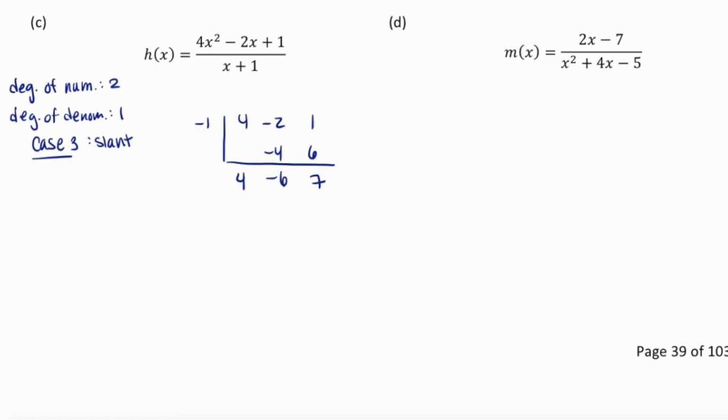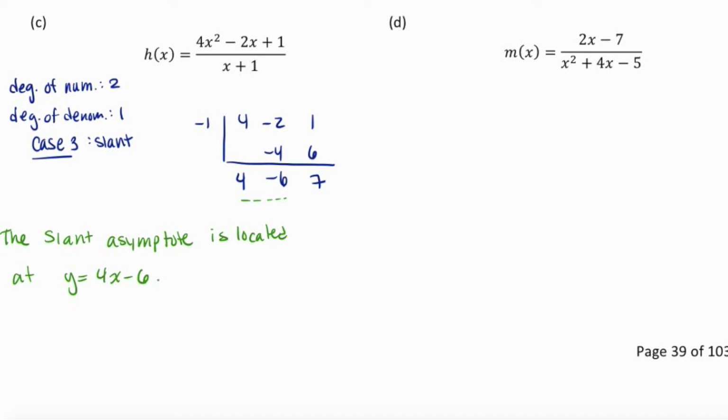We end up with a slant asymptote here. So the slant asymptote is located at y equals 4x minus 6.